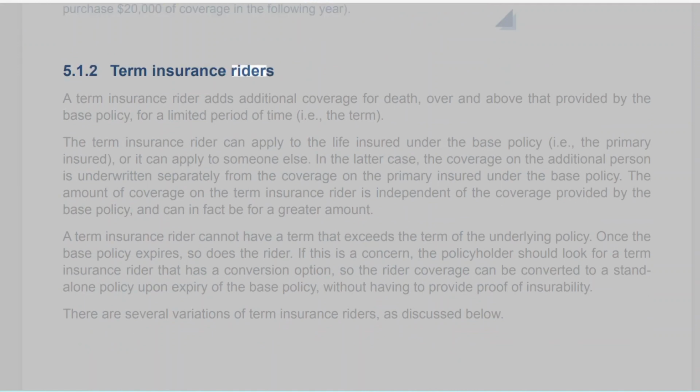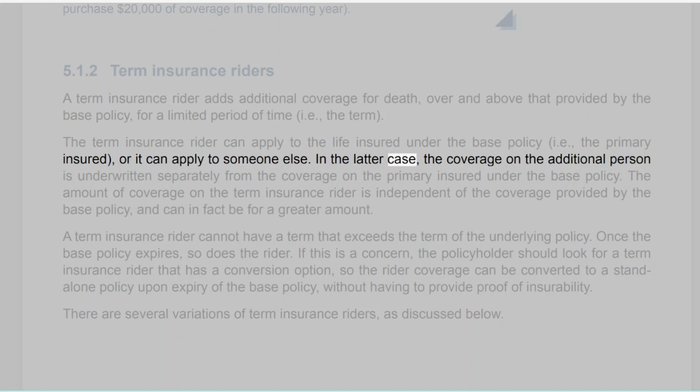5.1.2 Term insurance riders. A term insurance rider adds additional coverage for death, over and above that provided by the base policy, for a limited period of time, i.e., the term. The term insurance rider can apply to the life insured under the base policy, i.e., the primary insured, or it can apply to someone else.